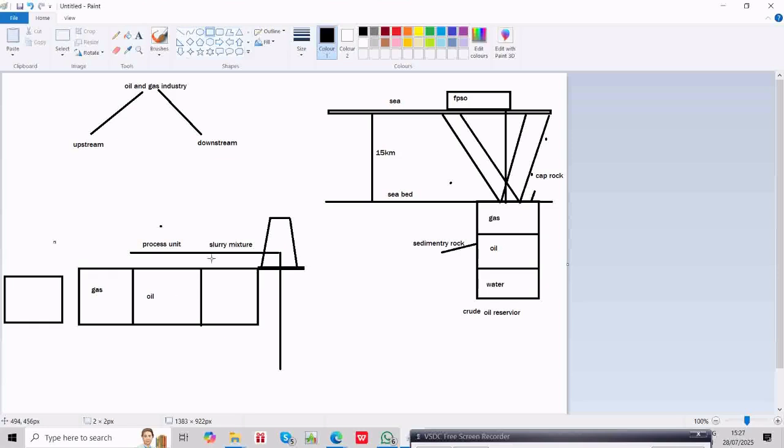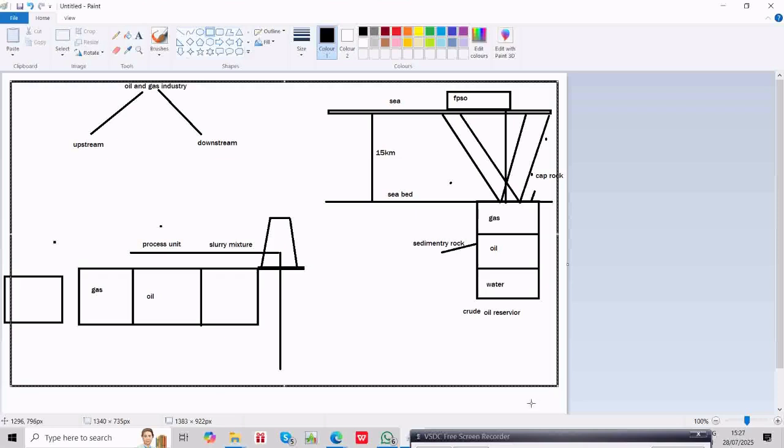So with an FPSO, because the oil reservoir is small, they separate everything here, store each component in its respective container, and transfer it to the respective ship. This transport ship will take the oil or gas to the refinery. So this whole process is called upstream: taking crude oil from the seabed, separating the gas and oil from the slurry mixture from the oil reservoir, and sending it to the respective refinery or plant. This whole process is called upstream. Understood?